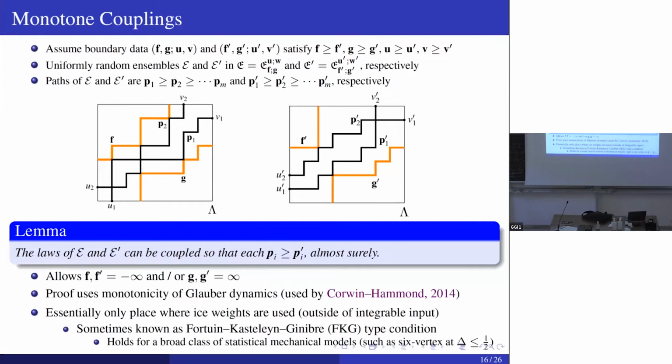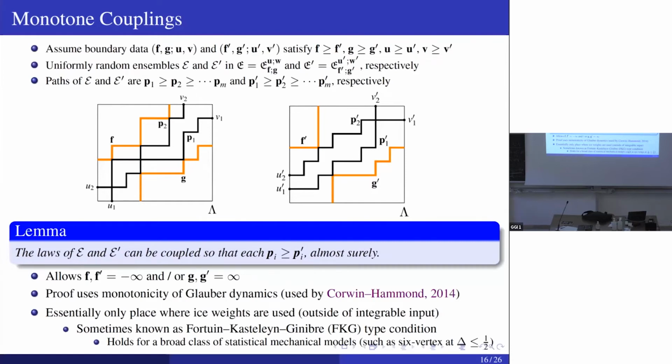Now I'm going to uniformly sample 2 6 vertex configurations, E and E prime, with this boundary data. E has boundary conditions given by F, G, U, and V, and E prime has boundary conditions given by F prime, G prime, U prime, and V prime. I'll denote the paths of these 2 ensembles by P1, P2 all the way to PM, and P1 prime, P2 prime all the way to PM prime.